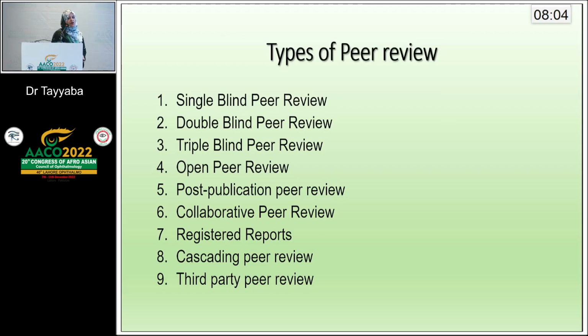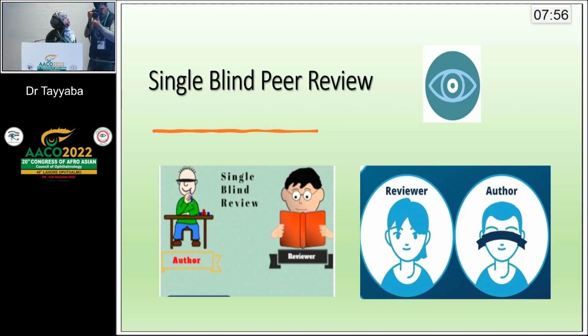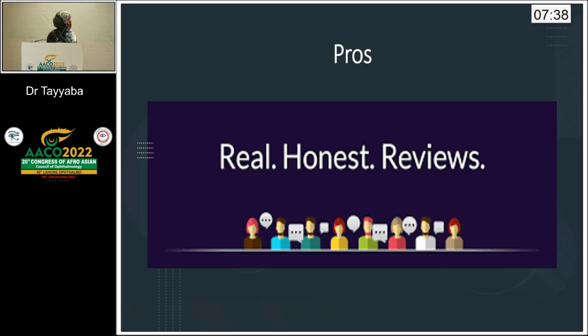Okay. In the next few minutes, I'm going to talk about these different types of peer reviews. Coming to the first type, that is single blind peer review. As the name indicates, in this case, the author is blinded and the reviewer knows the name of the author. And the advantages are, as the reviewer knows the name of the author and author does not know the name of the reviewer, the reviewer can give a real, honest review.